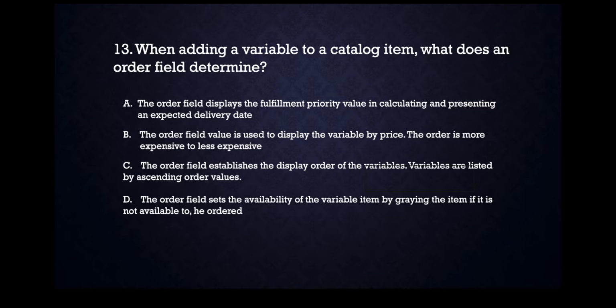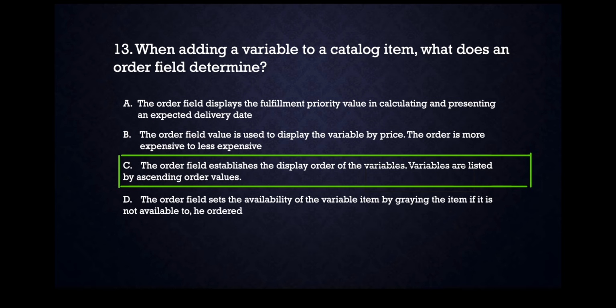The order field sets the availability of the variable item by graying the item if it is not available to be ordered. So the correct answer is the order field establishes the display order of the variables. Variables are listed by ascending order values. So let's go to the next question.